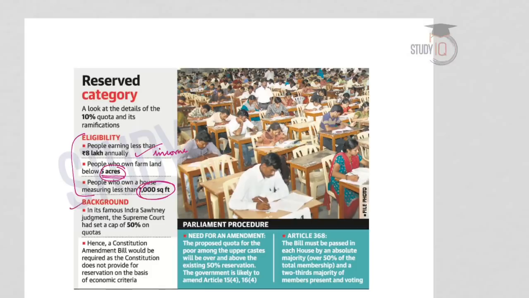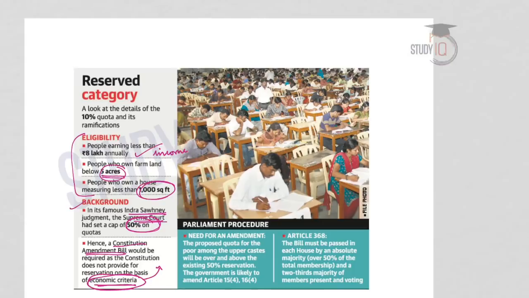And the background: in the famous Indira Sawhney judgment, the Supreme Court had set a cap of 50% on the quotas. Also, the Constitution of India does not provide for reservation on the basis of economic criteria. Because of this, a constitutional amendment bill was required, and that is why it is a Constitutional Amendment Act.